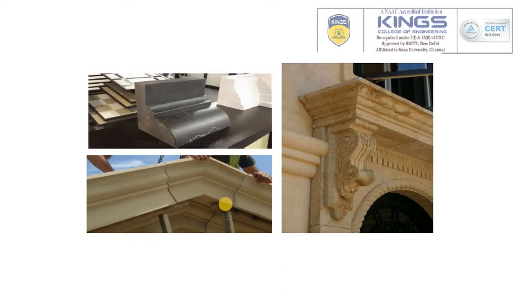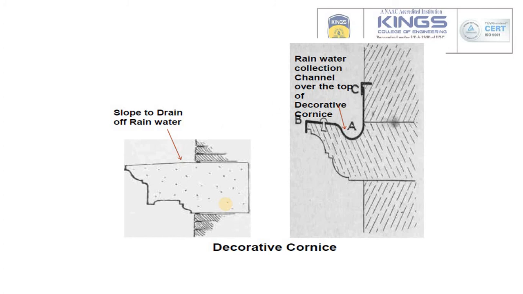The cornice design is not only decorative. It also depends on the technical side. It bears various technical details like a slope to drain off rainwater. The water will not stay on this area; it must go down. That is why it is designed as per the slope to drain off the rainwater. Here, a rainwater collector channel may run over the top of the decorative cornice, and from the side elevation the water will drain out. That is how the decorative cornice has been designed.